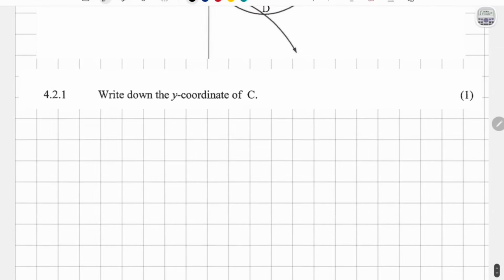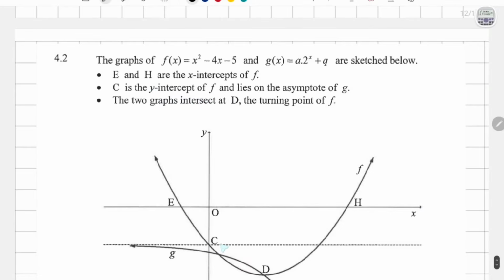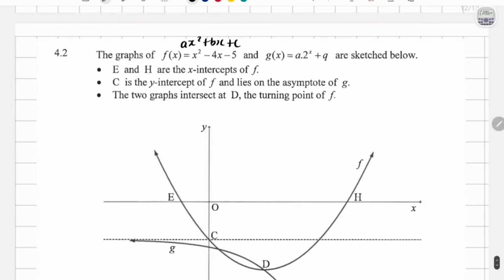So the first question is to write down the y coordinate of c. So just the y value of c. Well, c, like they said, is the y-intercept of f. Okay, and they gave you the equation, the formula of that graph. Remember, it's in the form of ax squared plus bx plus c. So they're telling us already what the y-intercept is. This c, the small letter c at the end, always stands for your y-intercept. So we know now the y-intercept is -5. So obviously as a coordinate, that will be (0, -5).